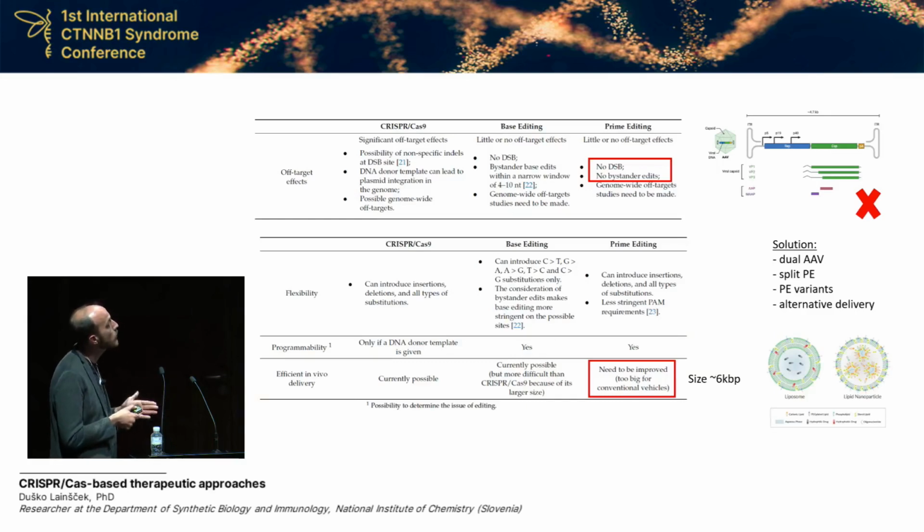To do so, we can use different prime editor variants, meaning Cas9 enzymes that are smaller, in shorter lengths. We can use dual AAV delivery. We can split prime editors, or we can use an alternative delivery pathway by dismissing the AAV vectors and using different nanoparticles, for instance lipid nanoparticles, which we load with DNA or mRNA, or we can also encapsulate different protein and RNA complexes.